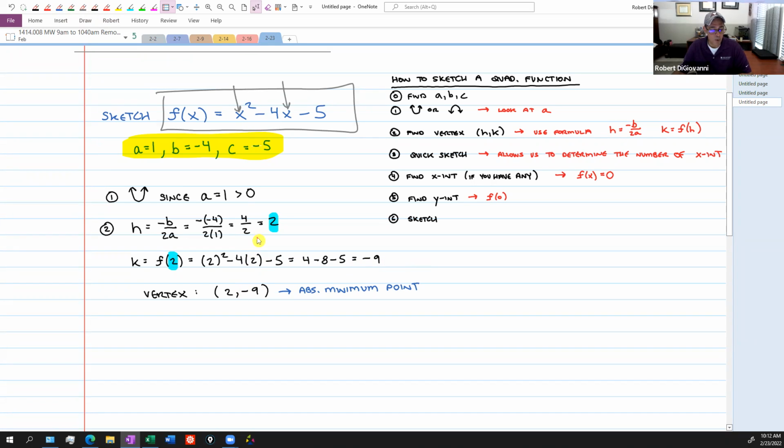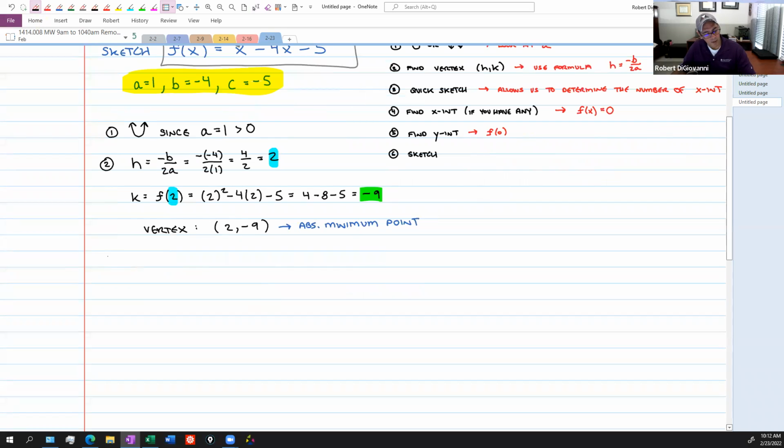And then I write it as a point, okay? 2, -9, that's a point. I put it's the absolute minimum because the parabola opens up. It would be the lowest point on the parabola. Is this all okay?